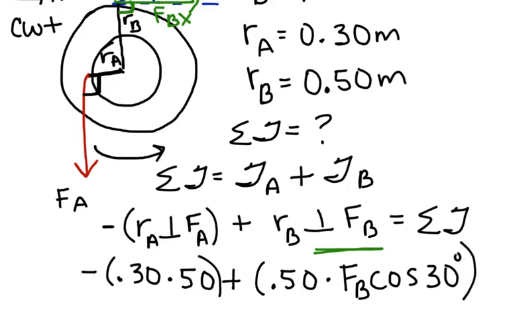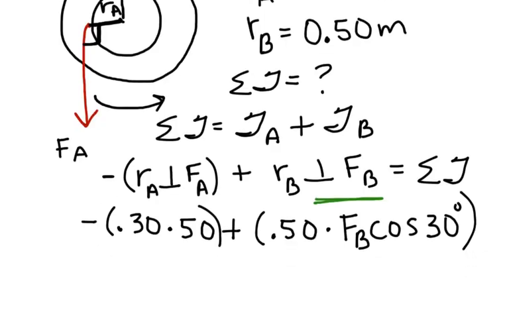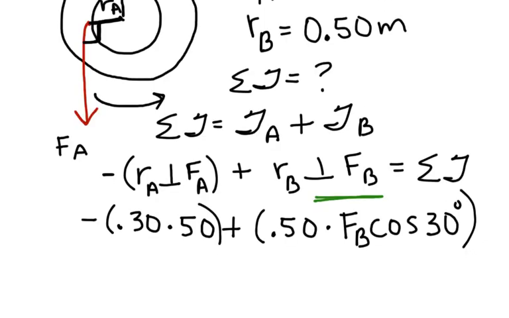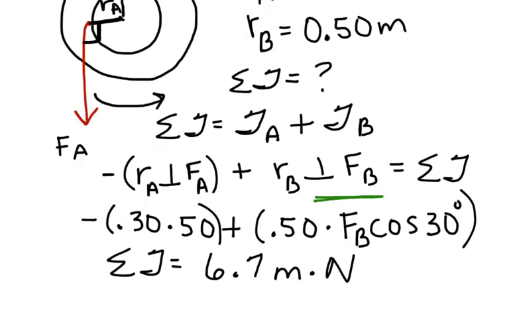And now we're ready just to solve. So plugging in 50 for F sub B and solving, we should get a net torque of a positive 6.7 meters times a newton. The positive value for the 6.7 means that the direction is clockwise. You could also put a comma here and write clockwise to the right. And then we'll put a little box around it.